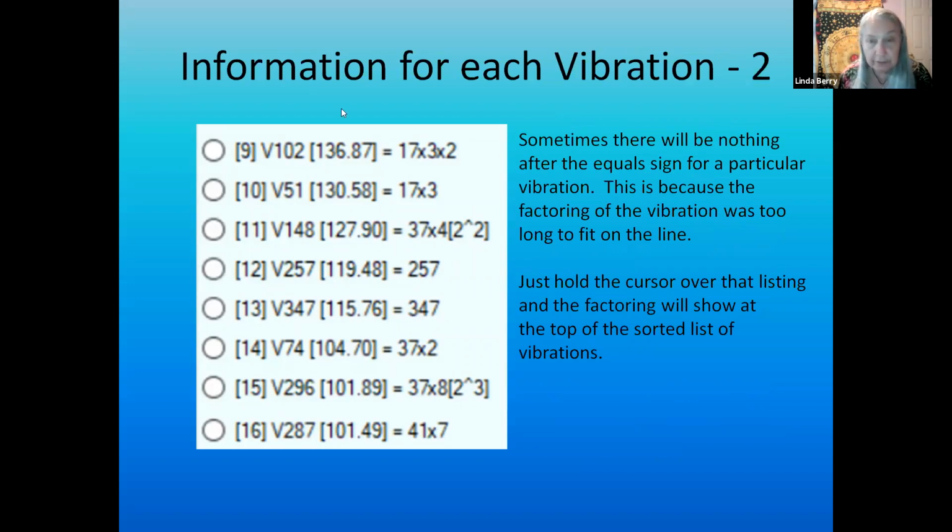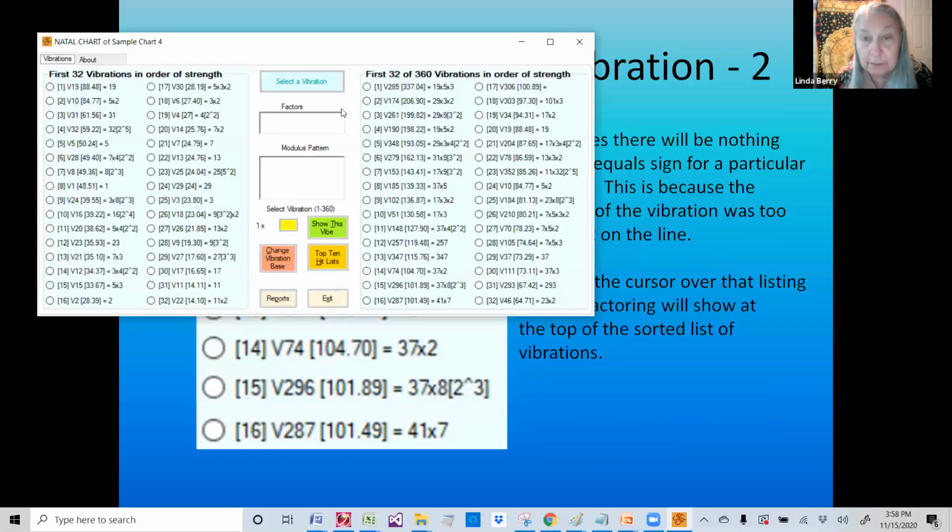Okay, now, sometimes, let's go back to the form itself and you'll see. Sometimes there's nothing after the equal sign. Look at number 17. It's V306. It has an equal sign and nothing after it. That's because the factoring's too big to fit in the window. But if you put your cursor over it, you'll see at the top, V306, 100.89 points, and there's its factoring.